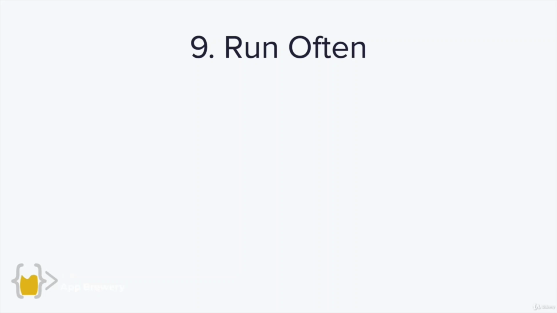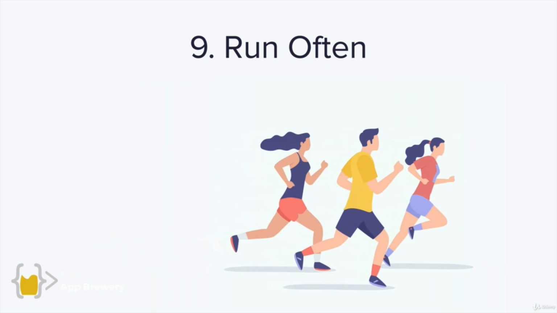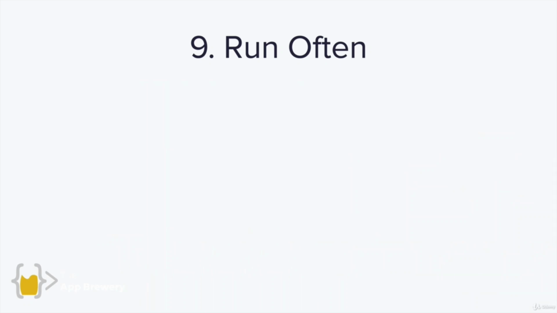Now, the next tip is to run often. No, you don't have to go exercising to be a good programmer. But what I mean is run your code often. Don't wait until you've written loads and loads of code to hit run and then find out you've got loads of snags and loads of bugs, but run it after every little execution. Once you feel like you've changed the program ever so slightly, run it. Confirm that it's actually doing what you want it to do.